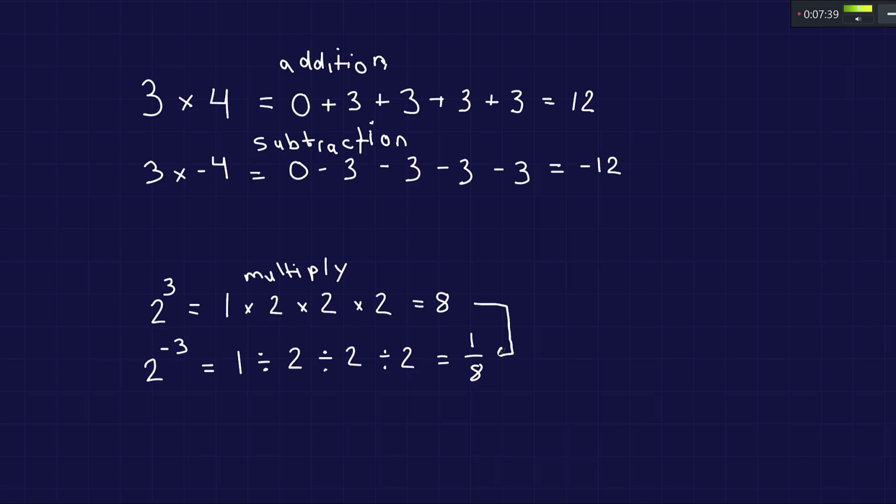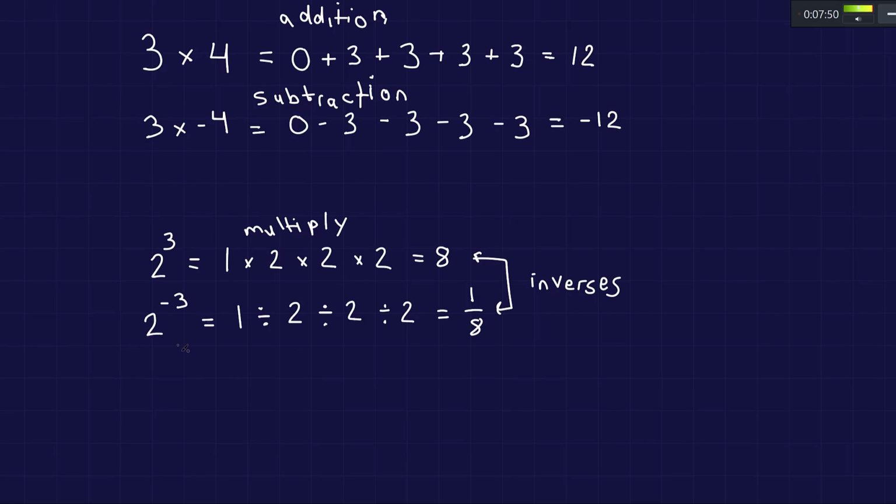These two numbers here are called inverses. So you'll notice that 2 raised to the 3rd power multiplied by 2 raised to the negative 3 power is going to give us 1. We can generalize negative exponents, saying any base raised to a negative exponent n is going to be 1 over that base raised to the positive n.